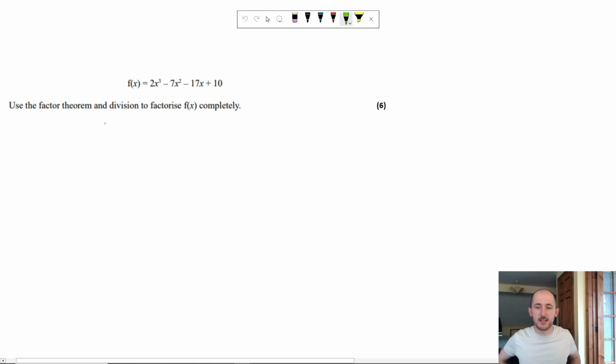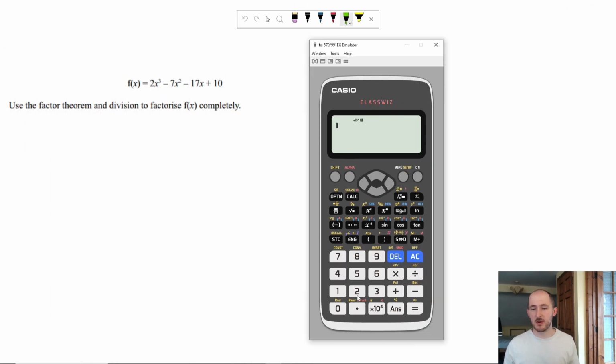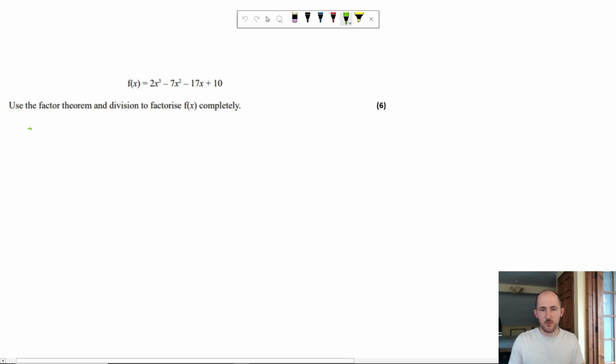Well, what you need to do is start subbing numbers in until you find one which makes this whole expression equal to 0. So if we whip out our calculator, I like to start with just the number 1, for no particular reason; you can start with anything. And you don't need to actually write out all of these values. You can just do it on your calculator and write down the one that actually works. So if I look here, f of 1 is equal to minus 12.